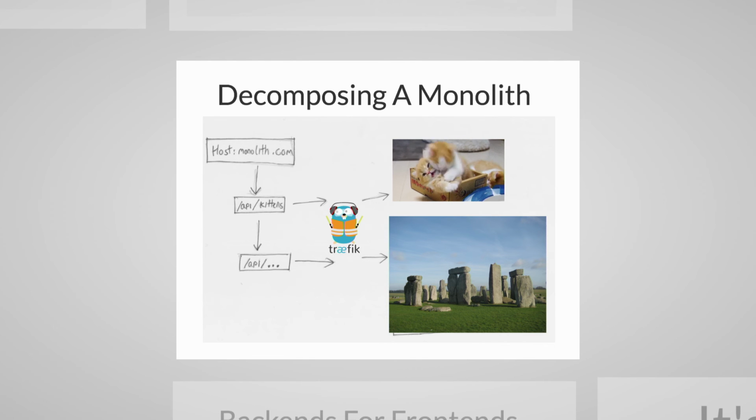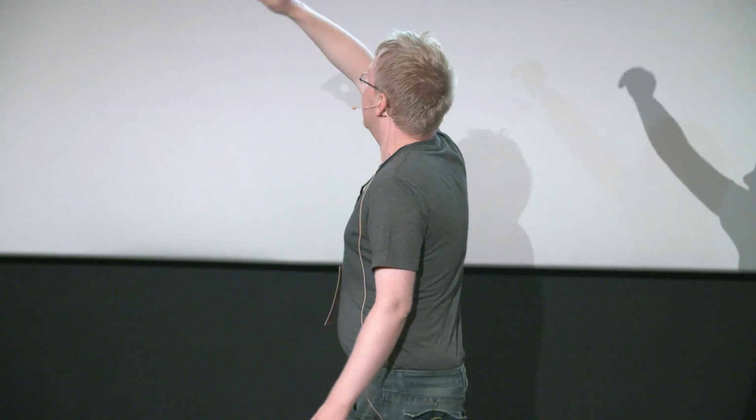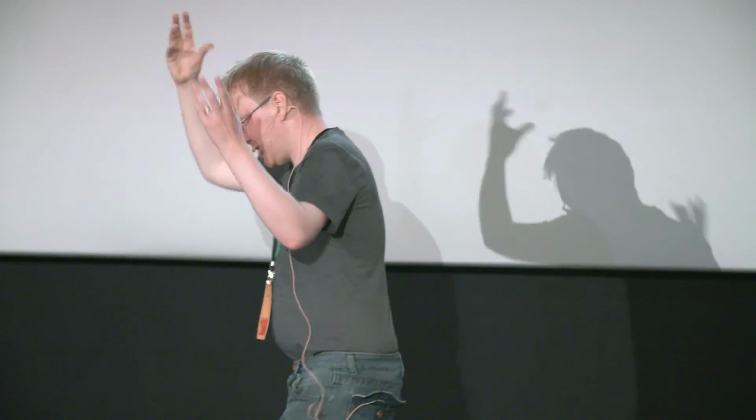Another pattern is if you're thinking about maybe refactoring this monolithic Stonehenge app here, and maybe you want to take the cool kitten bit out of that, do a bit of refactoring. You can put your kittens in a container. I think that's a cardboard box, but I'm sure it is a container. And then you could just write a rule that takes this API kittens path from the monolith domain and routes that through to your new container, your nicely refactored microservice, and route the traffic for everything else back into your monolithic app that's not been touched yet.